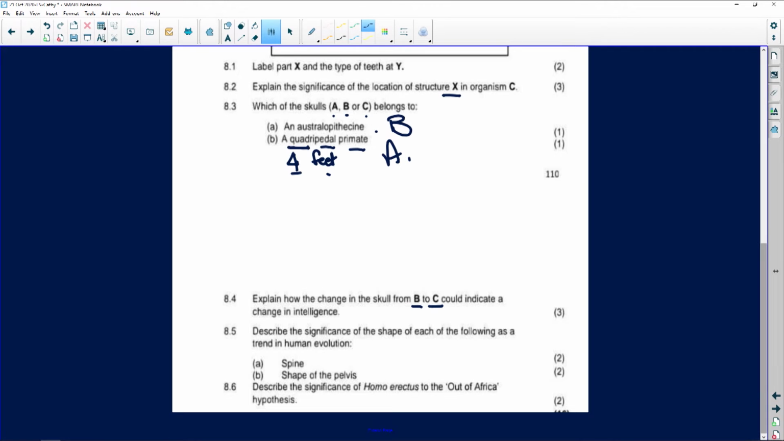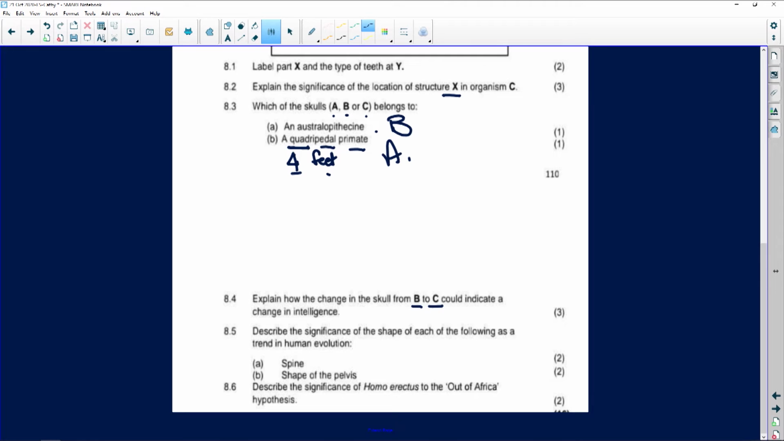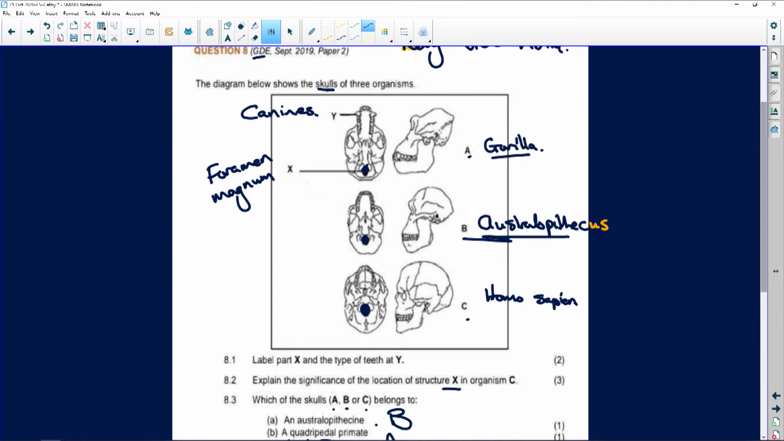And then it says, explain how the change in the skull from B to C could indicate a change in intelligence. Well, remember, the larger the cranium, the place where the brain sits, the more brain capacity there would be, because there's more brain tissue. So between B and C, look at the size of that cranium, and then look at the size of this cranium. This is almost double the size. So you can put more brain tissue in here than you can there. That is just common sense.